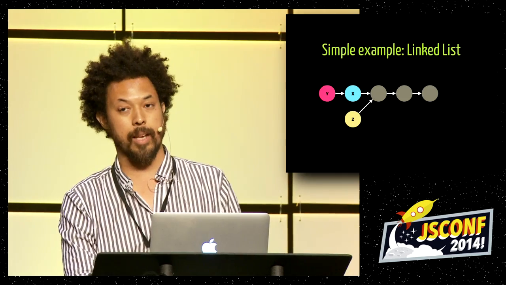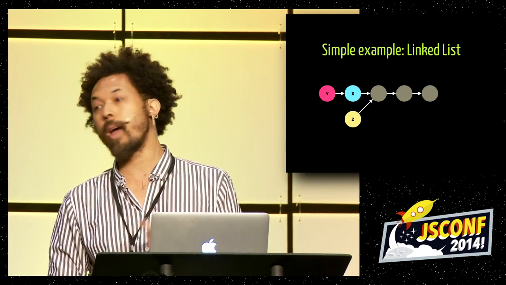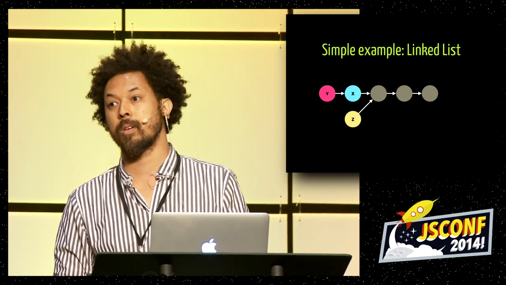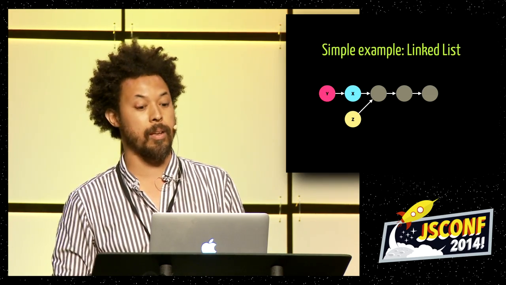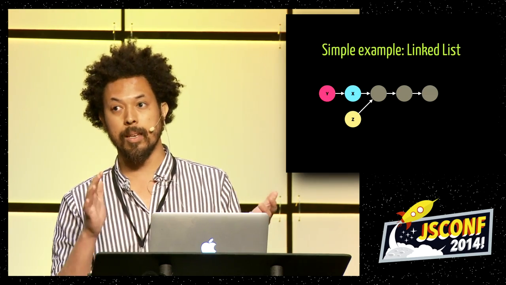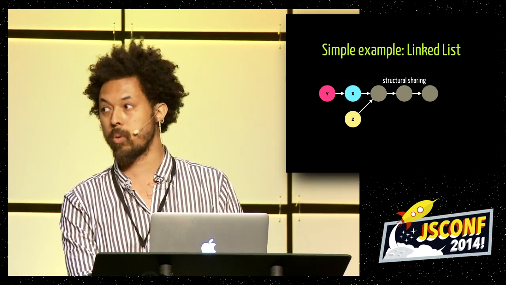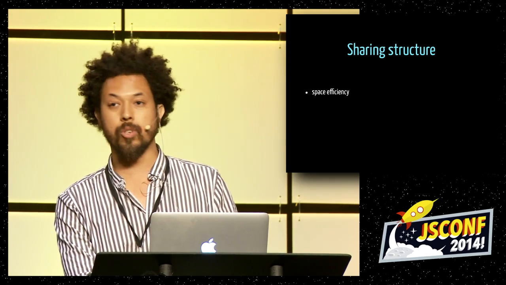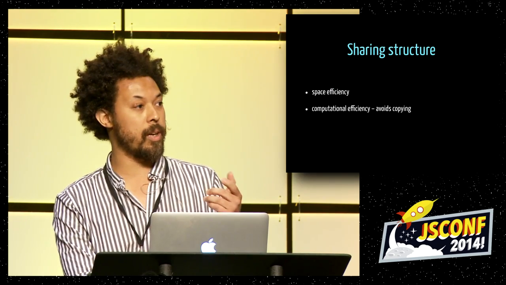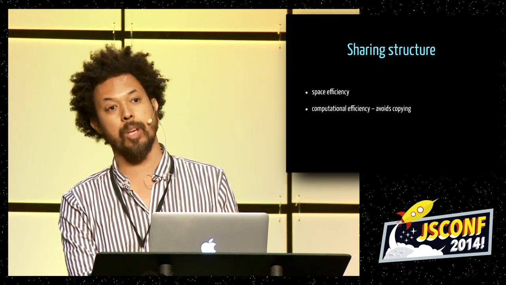I can take the tail of x and cons z onto that. Now I have 3 distinct list values, and they all share more than 50% of their memory. So this is a scalable idea. This idea is called structural sharing. So sharing structure gives us space efficiency, but less obvious is that it actually gives you computational efficiency.